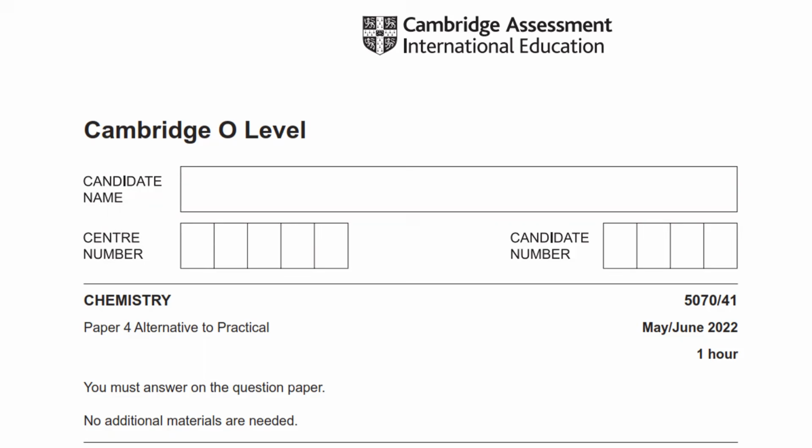Hello and welcome. This is Cambridge O Levels Chemistry Paper 4, Alternative Practical. Subject code is 5070. This is the May-June 2022 exam, and this is variant 1 of this exam. Let's start.